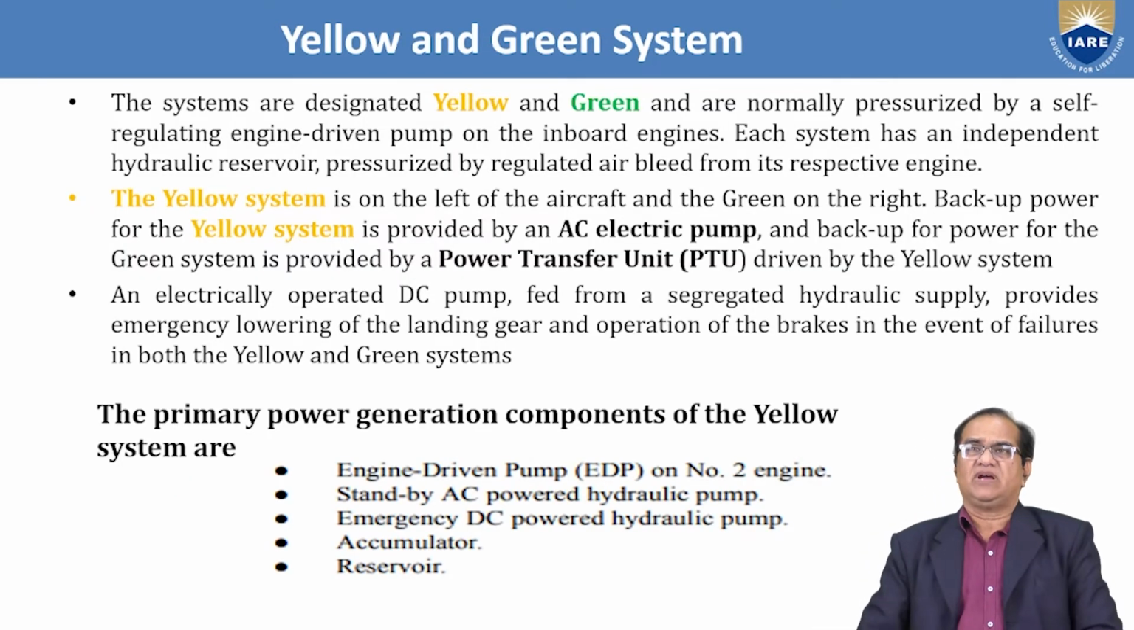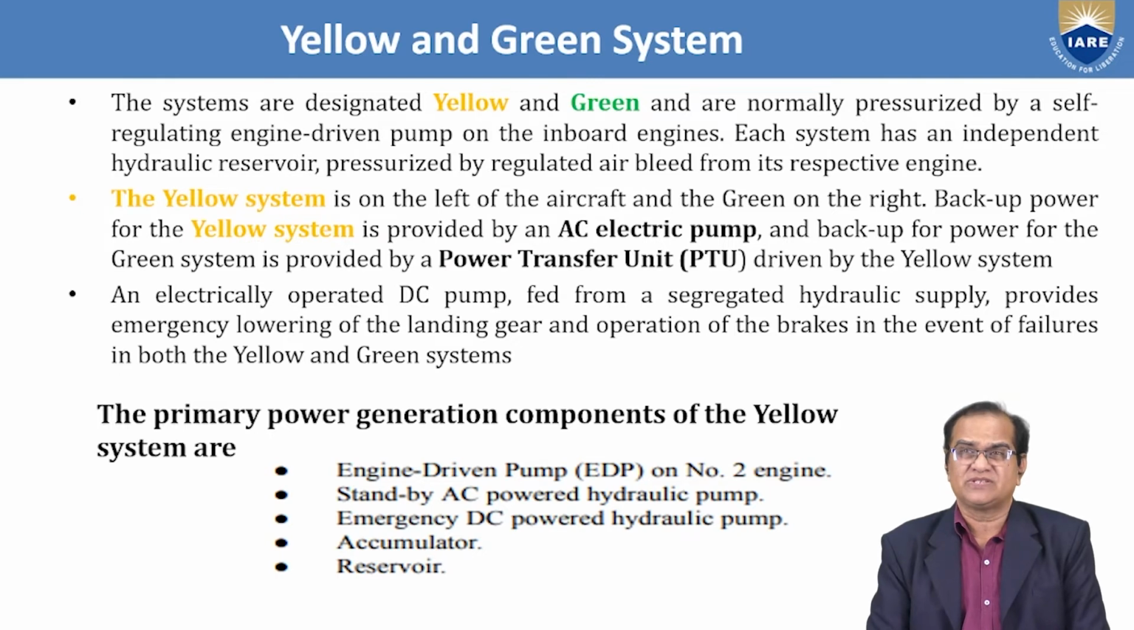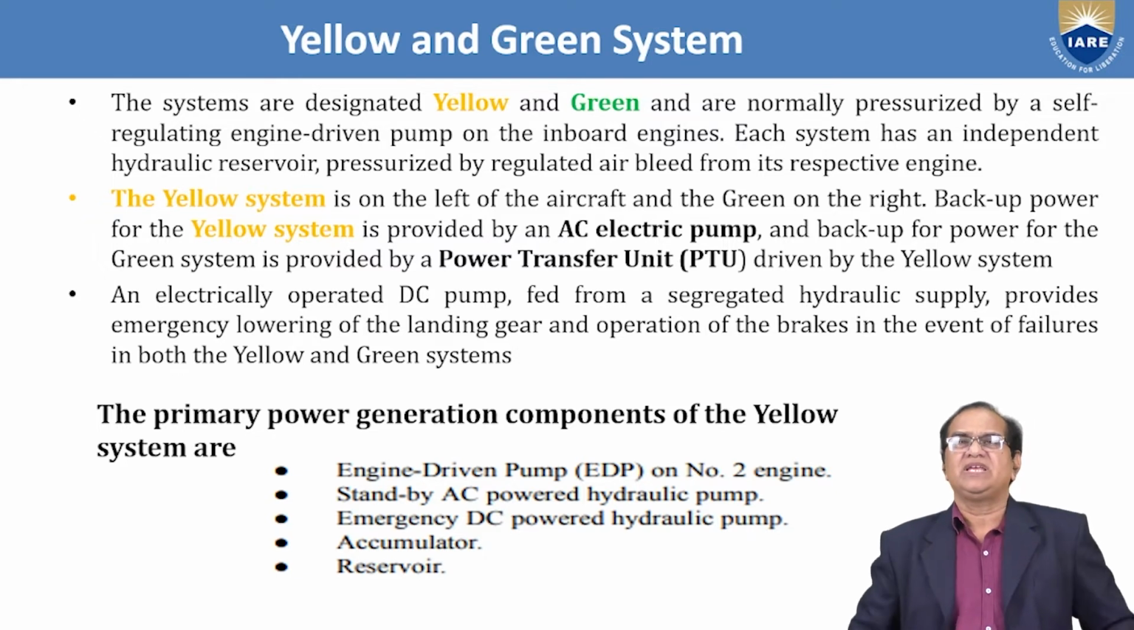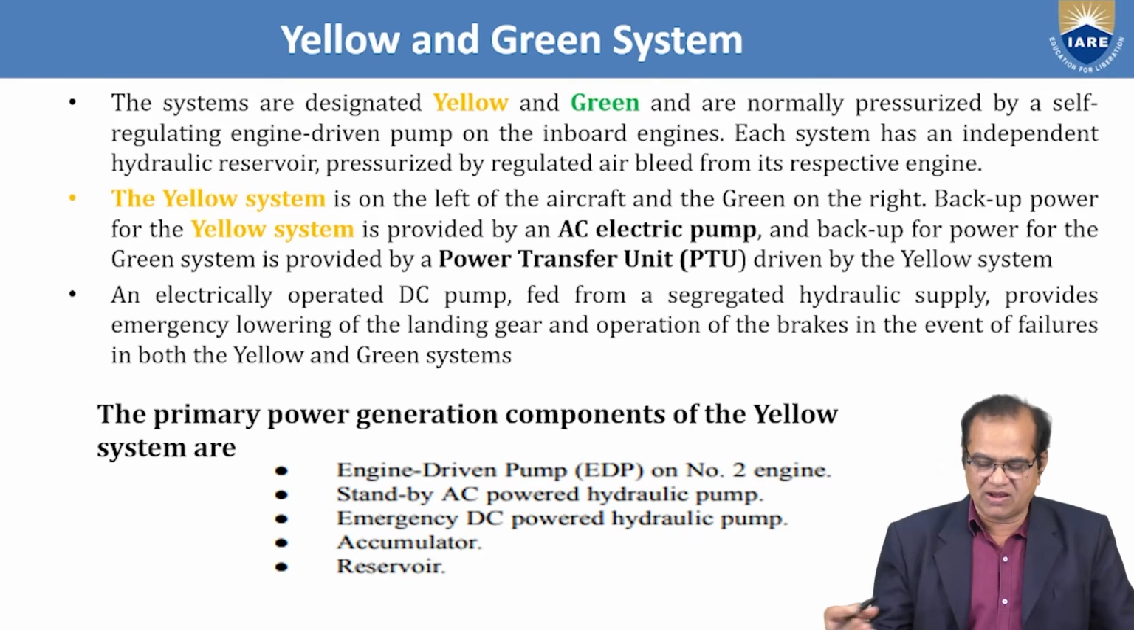Now we have some other types of systems. Those are called the yellow and the green systems. In aircraft, normally we use two types of systems, but in some aircraft we use yellow, green and blue also. Normally, the systems are designed as yellow and green. I have shown them here with the same color of ink.